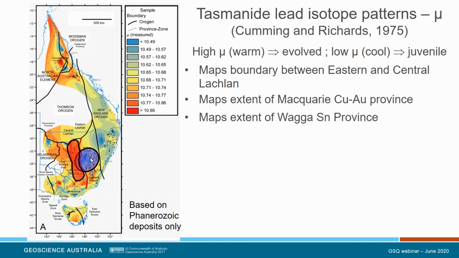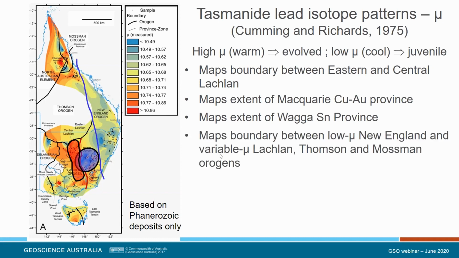It also maps the extent of the Wagga tin province. Okay, so the Wagga tin province is characterized by high mu lead, which is perfectly consistent with the more evolved signature of that particular province and what you'd expect from a tin province. It also maps the boundary between the New England origin, shown in here, and the Thompson and Mossman origins and Lachlan origins shown in here. So you can start to see some differences tectonically.